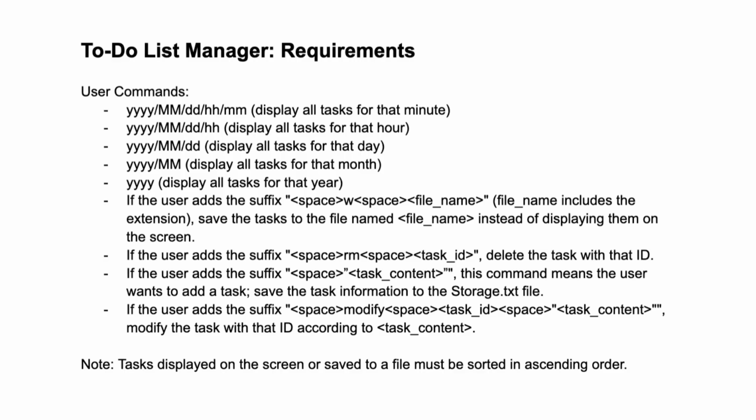If the user adds the suffix space open quote task content close quote, this command means the user wants to add a task. Save the task information to the storage.txt file. If the user adds the suffix space modify space task ID space open quote task content close quote, modify the task with that ID according to task content. Note: tasks displayed on the screen or saved to a file must be sorted in ascending order.